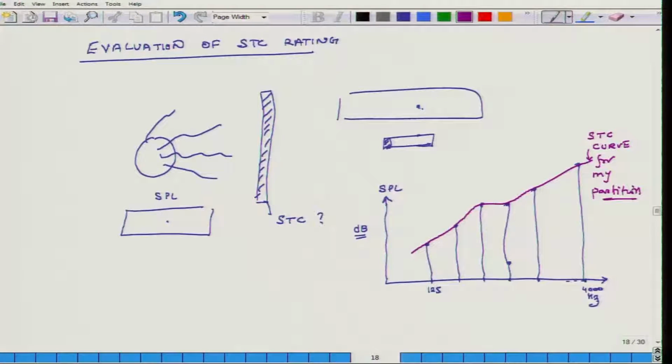Now I look at this curve, and if you go to the standards, there are several standard curves. There is a standard STC curve for 40, 45 and so on. So, you say, this curve looks very close to the standard curve for STC 55. Then you say that my partition has an STC rating of 55. That is how the STC rating is measured and assessed.